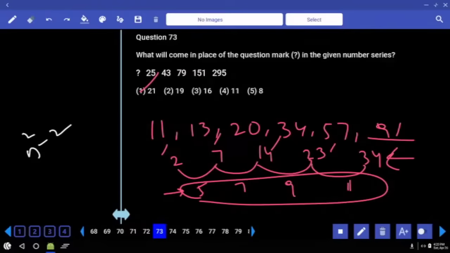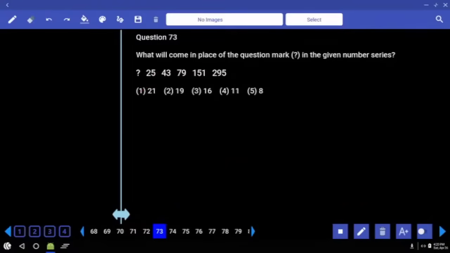Then next one, number 73. Now in this 73, tell me the number. 25, 43. What is the difference we have? 151 into 2 is how much? 302. 302 minus 7. Now here again 25 into 2 is 50 minus 7. Now 43 into 2 is 86 minus 7. And 79 into 2 minus 7. That means something into 2 minus 7 must be 25. 25 plus 7 is 32. 32 divided by 2 is 16. 16 into 2 is 32 minus 7. Choice 3, question number 73.